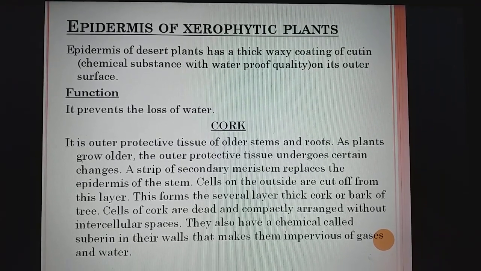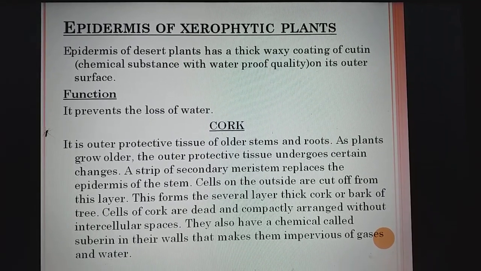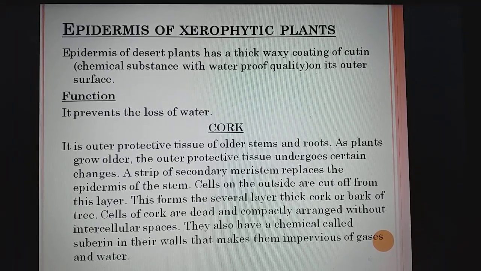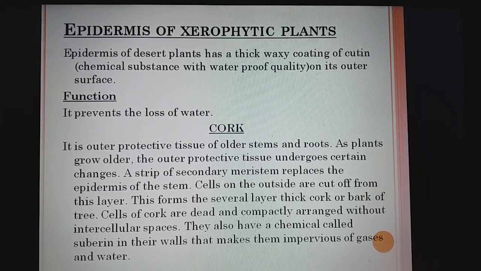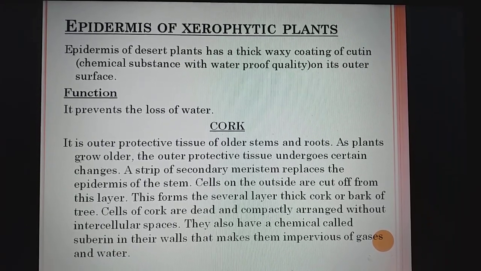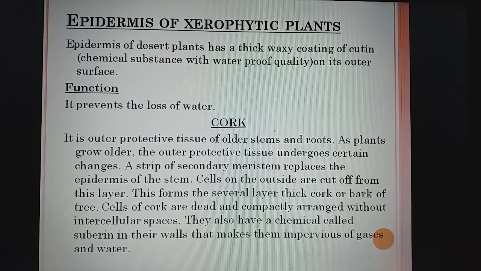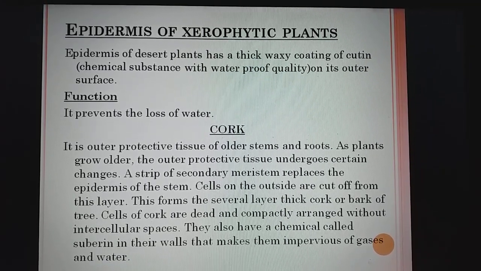Now, see here, what happens when the plants become older? Then this epidermal layer is replaced by another protective tissue, that is, a stripe of secondary meristem replaces the epidermis of the stem. So when the plant becomes too old, or we can say when the age becomes more, then a stripe of secondary meristem replaces the epidermis of the stem. Now the cells which were present outside are cut off from this layer and it forms the several layer thick cork or bark of the tree.